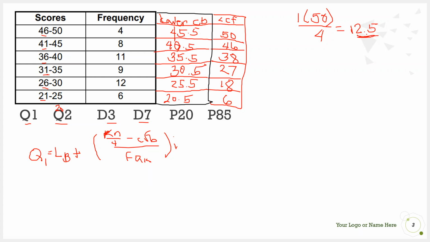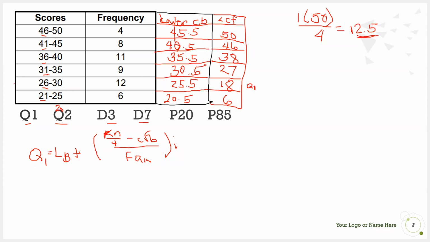Hahanapin natin kung saan natin makikita sa 12.5. Papunta tayo sa cumulative frequency. Kapag nandito tayo sa 6, narating na ba niya yung 12.5? Hindi pa. Okay? Sa 18, nadaanan niya ng 12.5. Opo. Okay. So ibig sabihin, hanapin natin saan nakalagay yung 12.5. Hindi siya nakalagay sa 6 kasi hindi pa nakarating sa 12.5. So ibig sabihin sa 18 tayo. So nandito yung quartile 1. This is the quartile 1 na hinahanap natin.